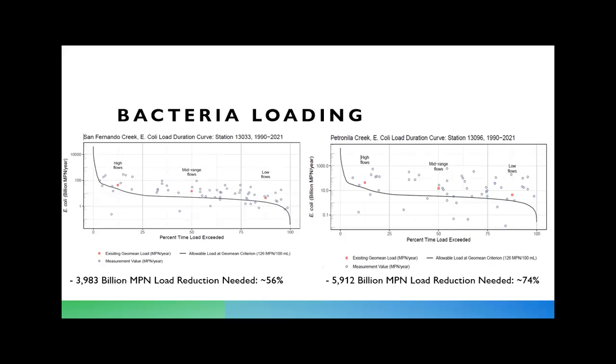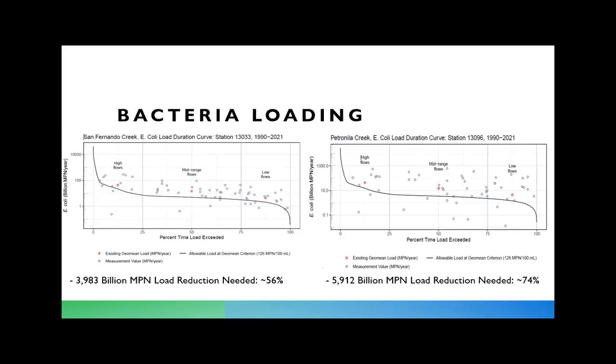This is the bacteria loading. What these two plots are really good at showing us is that there is not really a focus area between point and non-point source pollution. If the left side of each one of these is high flow, medium flow, and then low flow, you can kind of see where the average bacteria loading is.